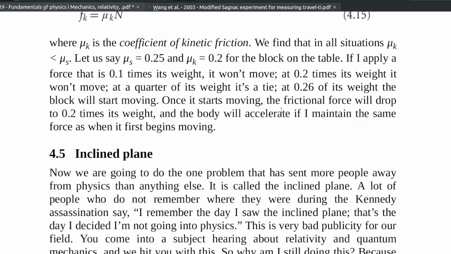Once it starts moving, the frictional force will drop to 0.2 times its weight, and the body will accelerate if I maintain the same force as when it first begins moving.